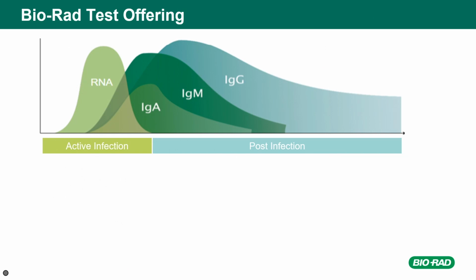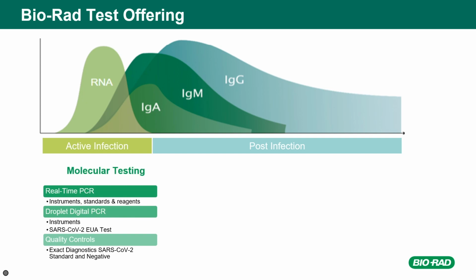Bio-Rad offers a suite of assays and instrumentation for SARS-CoV-2 detection. On the molecular side, this includes real-time PCR instrumentation, such as our CFX product line, as well as standards, reagents, and plastics. We also have our QX Droplet digital PCR instrumentation that has a EUA SARS-CoV-2 assay. Lastly, we offer quality controls under Exact Diagnostics that validate the entire process of a molecular assay, including extraction, amplification, and detection.